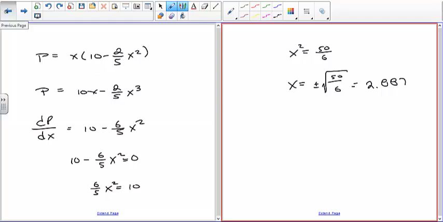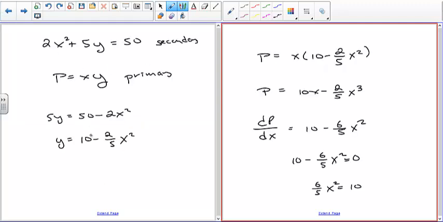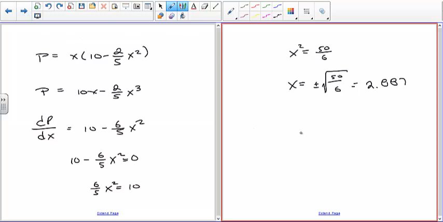And then you plug back in to the secondary equation, the one we used here. So y equals 10 minus 2/5 x squared.